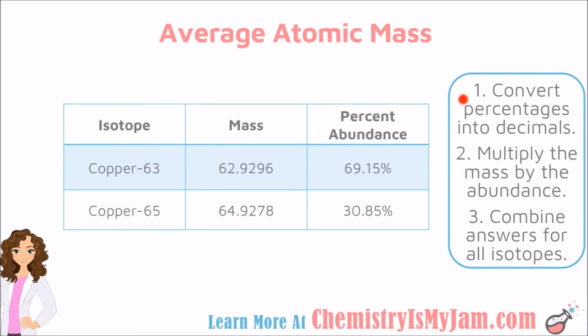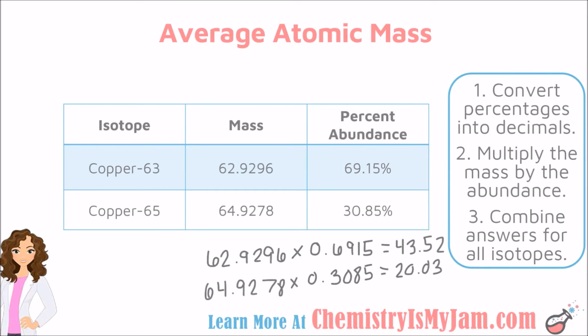We want to follow these steps where we're going to convert the percentages into decimals. You're going to do that by moving the decimal 2 places to the left. Here I have converted both of the percentages into decimals. Notice that I kept all of my significant figures and just moved the decimal 2 places to the left. Now I'm going to follow step 2, which is where you multiply the mass by the abundance. You can see where I took the mass of copper 63 and multiplied it by the percent abundance for copper 63, giving me a 43.52. I repeated that process for copper 65.